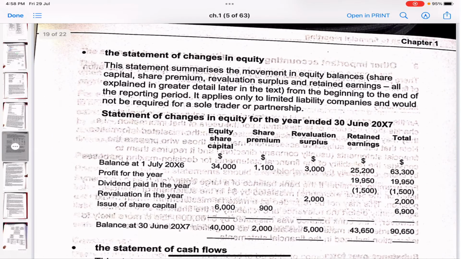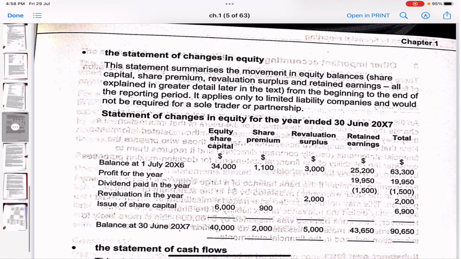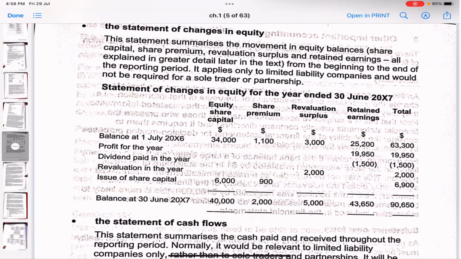Now let's see what the statement of changes in equity is. Whenever changes are made in equity, all of that is shown in a statement which is known as the statement of changes in equity. This statement summarizes the movement in equity balances: share capital, share premium, revaluation surplus, retained earnings, all explained in greater detail. It applies only to limited liability companies and would not be required for a sole trader or partnership. So this is the statement for the changes in equity.